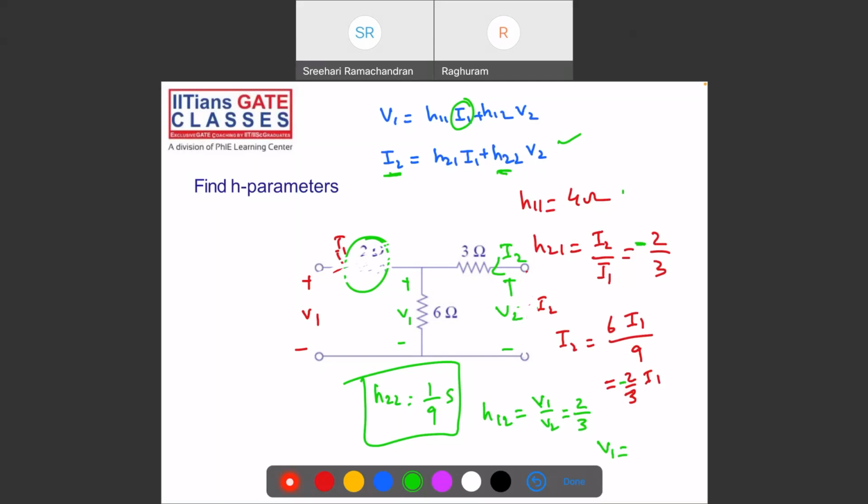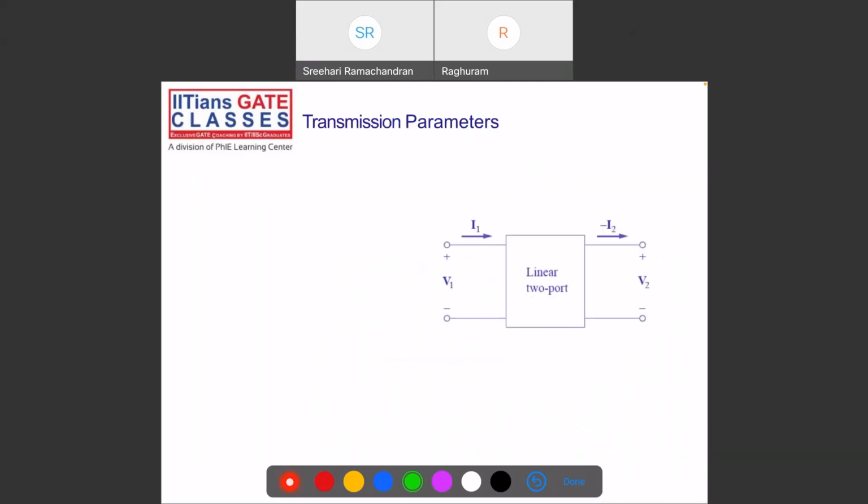Next, transmission parameters. Transmission parameters are also called ABCD parameters. These are used for transmission lines, hence the nomenclature. Usually this is my I2, so I'll take it as minus I2.